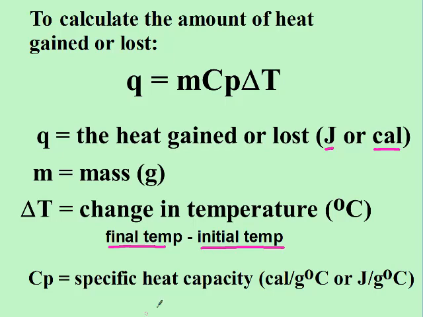And then Cp is our specific heat capacity. Remember, it has 3 units. Our unit of heat over grams degrees Celsius. So wherever you see Cp, you're going to put the number and the unit of heat, and then grams degrees Celsius goes opposite of it.